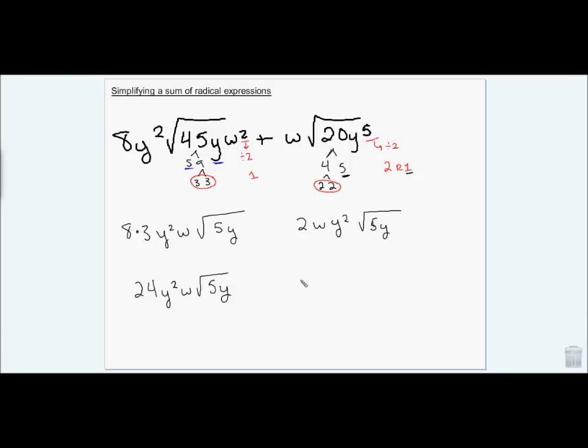I'm going to rearrange this so that they match. Add them together, and I have 24y squared w, 2y squared w, so these are like terms. So I get 26y squared w times the square root of 5y.